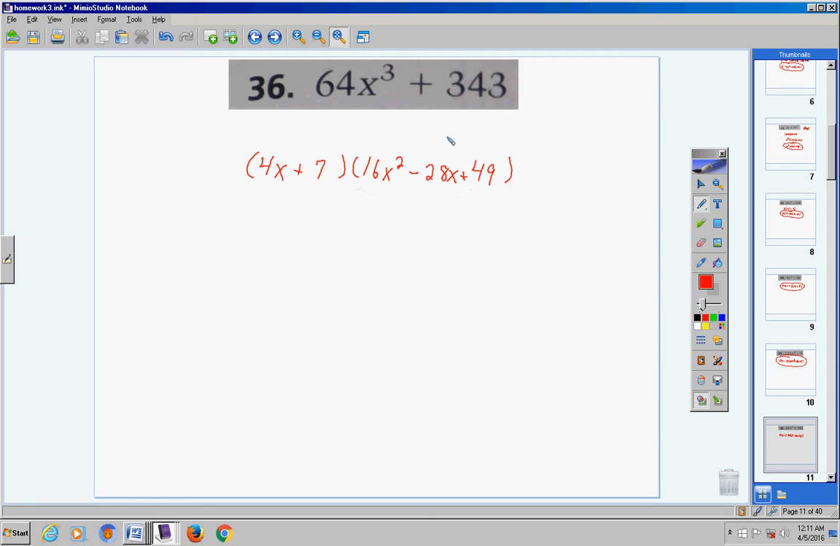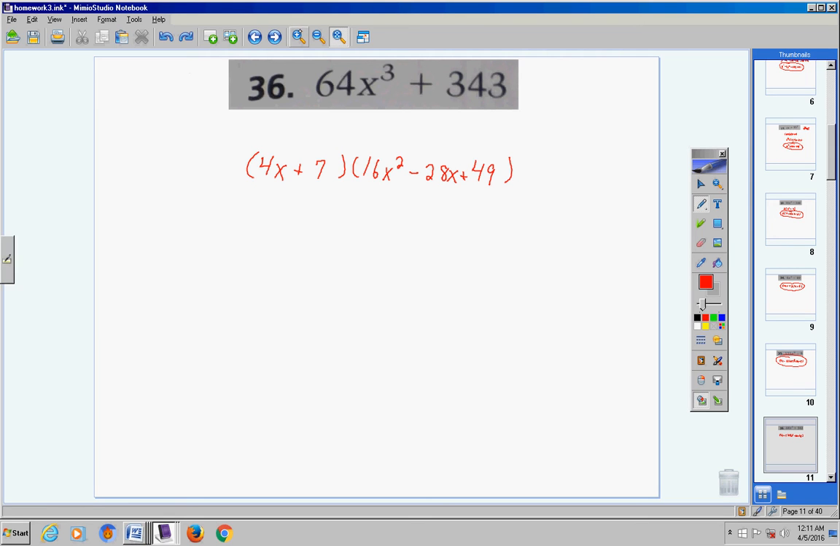Remember, when you're factoring perfect cubes, this trinomial cannot be factorable anymore, ever. However, maybe this can be factorable here. Let's see. Do I have perfect squares or perfect cubes? No, I do not. So this is the final answer. And so let's see if that's correct. And yes, it is correct.